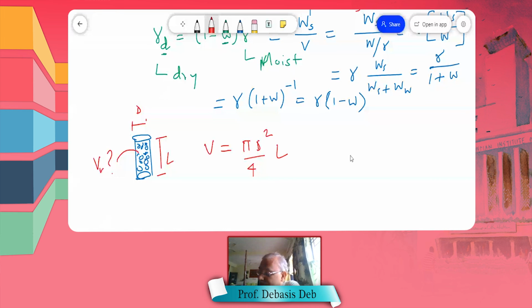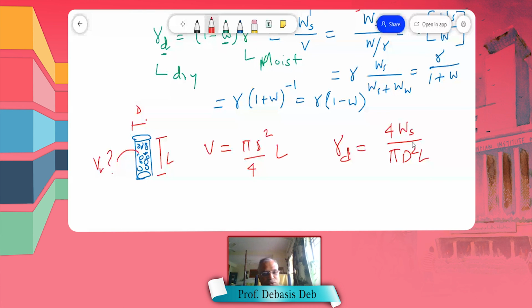Okay, so we find this volume, and then we measure its weight, and that gives us what we call the bulk density, or we call it gamma D. Sorry, what happened here? It should be D. Means we are assuming this is a dry sample. So this will become 4 Ws by pi d square L. This is what we call the bulk dry density. Okay, the sample is dry.